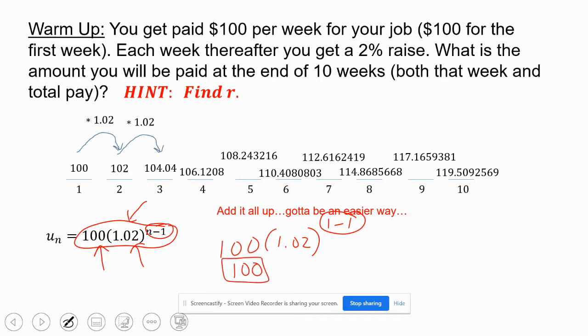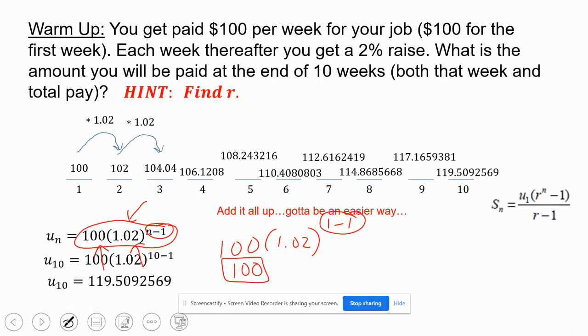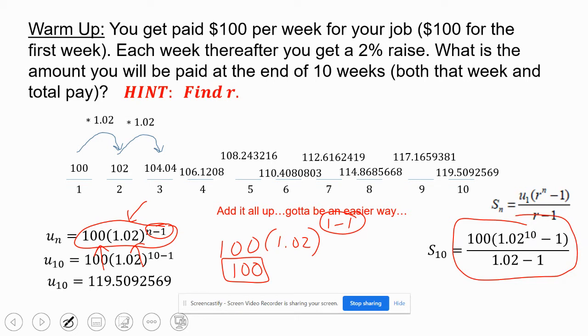Sometimes this is going to be n, and sometimes this is going to be n minus 1. And so you always just check to make sure you pick the right one. This is you're getting paid at the end of the week, so none of the things happen. And then if you wanted to find the sum of all those things, you just use your sum formula. So there's your common ratio. And you can figure out 10 weeks how much you made. Altogether, you made 1,094.